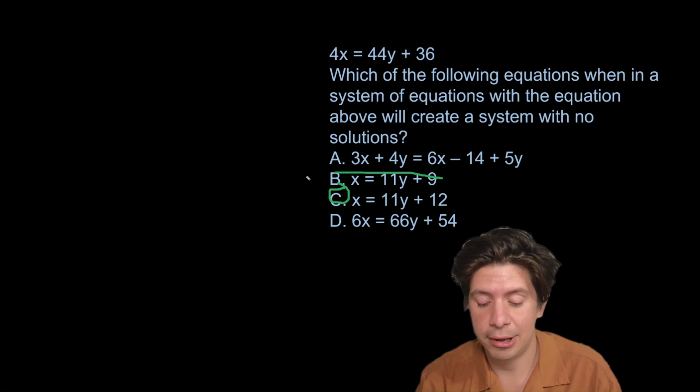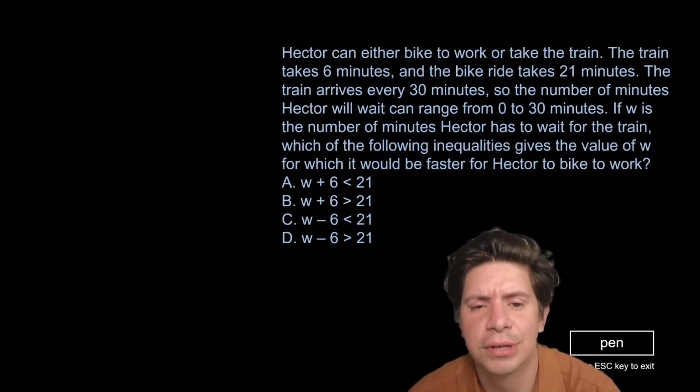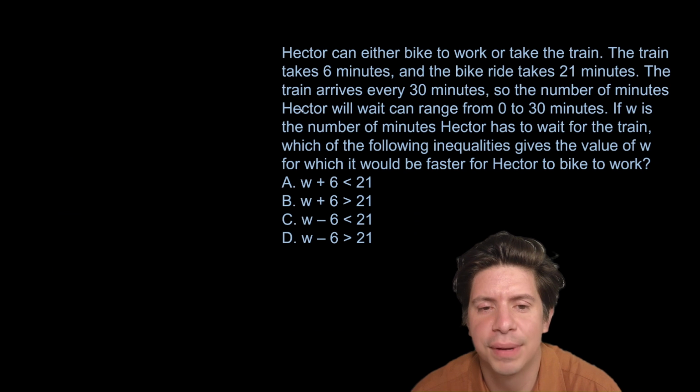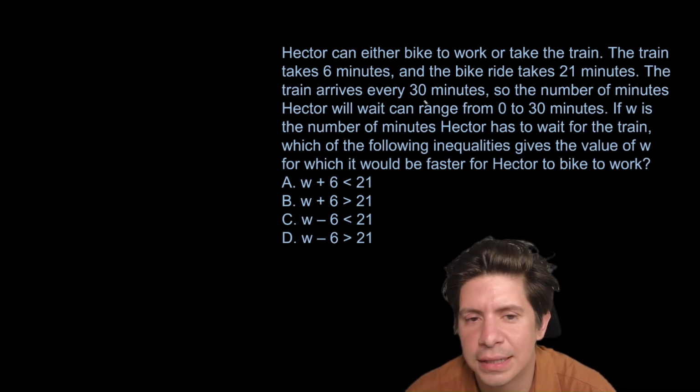Great, so now I'll have one more for you all and we'll be set. All right, we have this one here. There's a lot of words, but hopefully it's not too bad. Hector can either bike to work or take the train. The train takes 6 minutes and the bike ride takes 21 minutes.